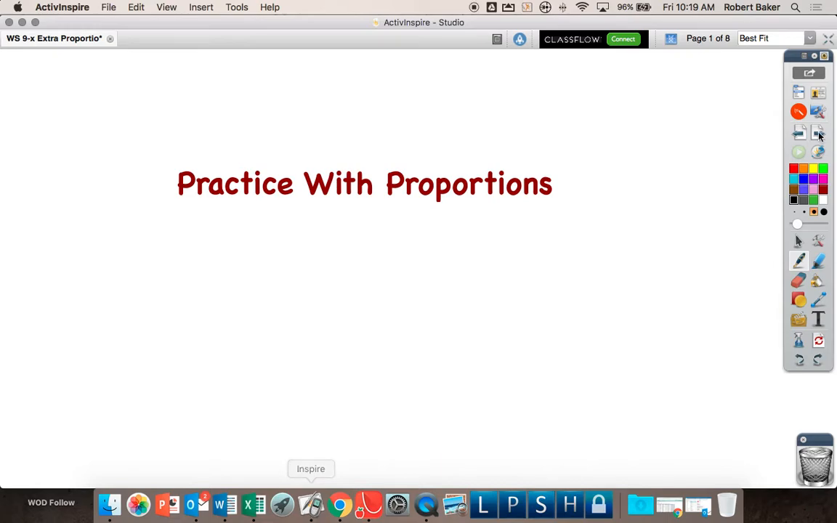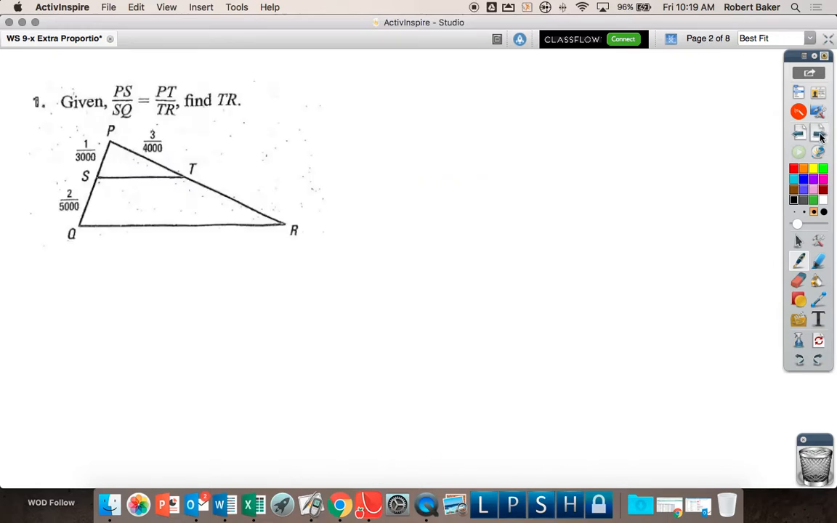Alright, so like I said, it tells you what kind of geometry to do here. It says PS over SQ is equal to PT over TR. It's telling you, there's the formula, plug and chug. So, how long is PS?